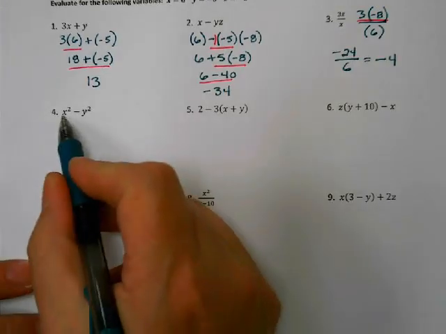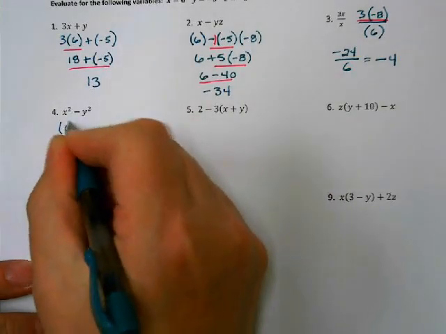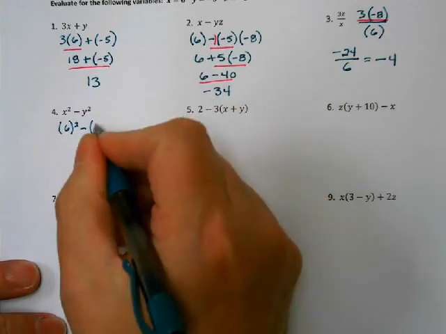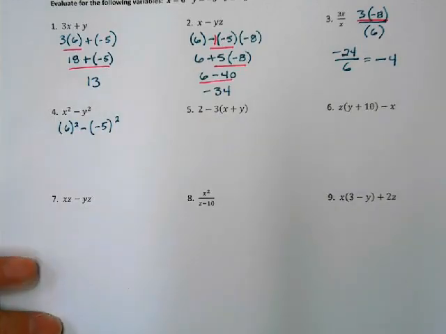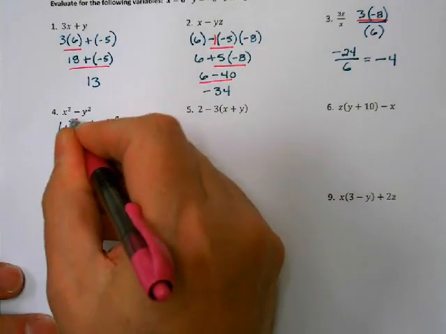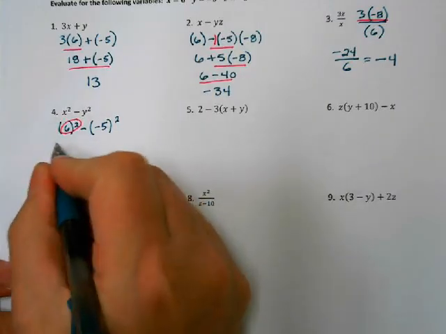All right, so next one, x squared. So I'm going to plug in 6 and square it. Minus y squared, negative 5 squared. All right, order of operations says before we do any multiplication or anything, we're going to do exponents. So I'm going to do this exponent. I'm going to get 6 times 6, that's 36.